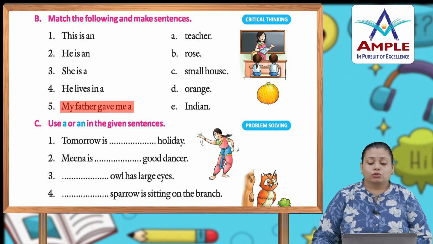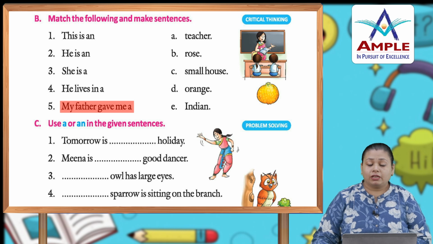Number A is teacher, B is rose, C is small house, D is orange, and E is Indian. So, this is an orange. He is an Indian. She is a teacher. He lives in a small house. And my father gave me a rose.